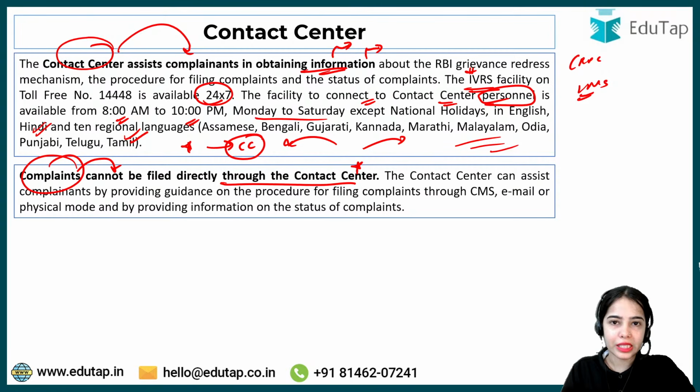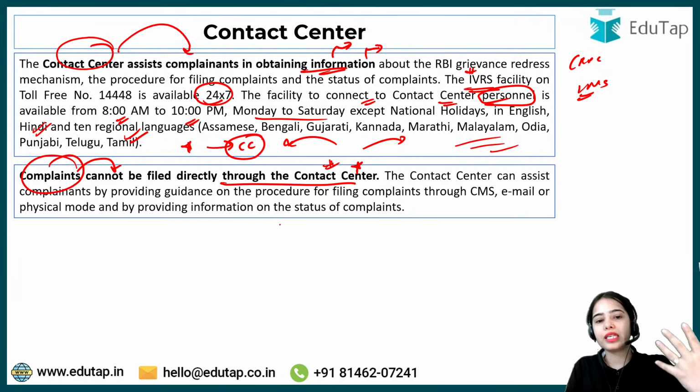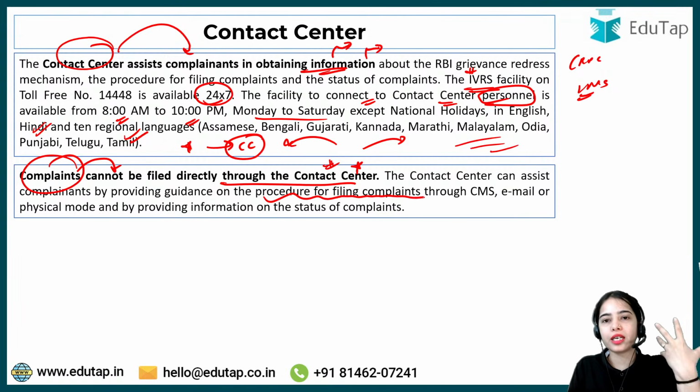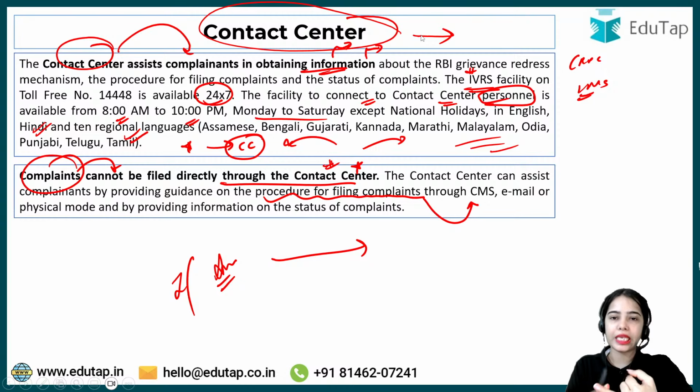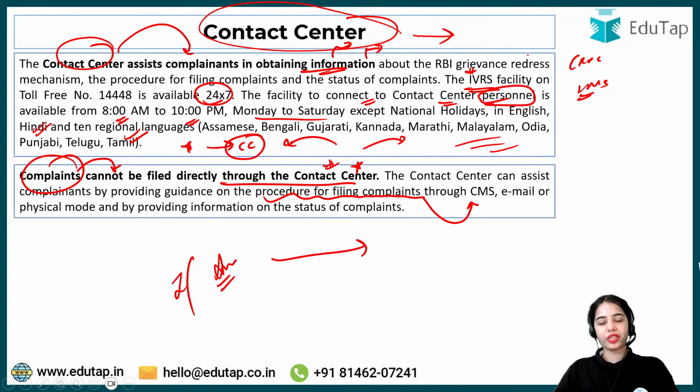Complaints cannot be filed directly through the contact center, but you can get the clarity regarding the procedure for filing the complaints through the CMS or through the CRPC. You can get the assistance for filing your complaints through the contact center, which provides assistance in English and Hindi and in 10 regional languages. The IVRS facility is provided 24/7, but if you want to talk to a person, then it is provided from 8 a.m. to 10 p.m. I hope this is very much clear.